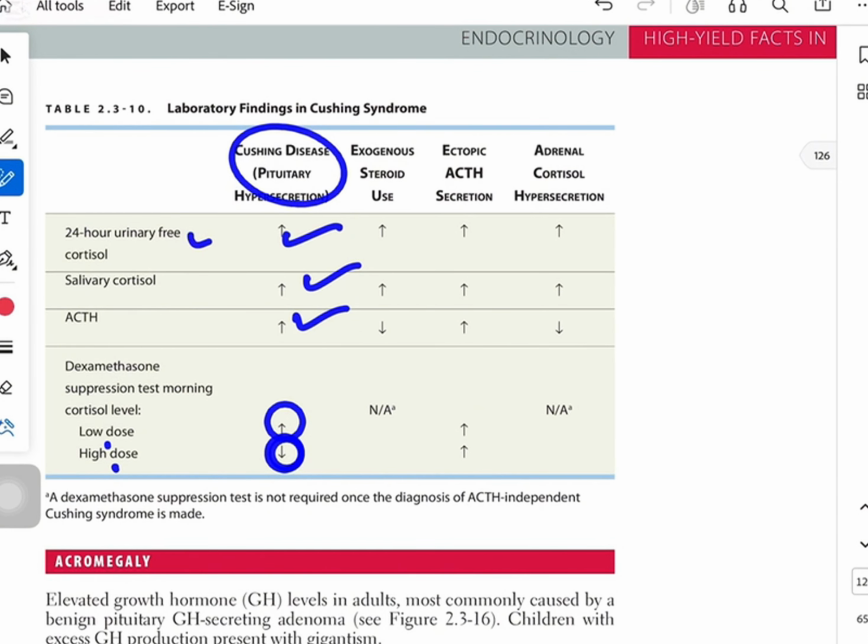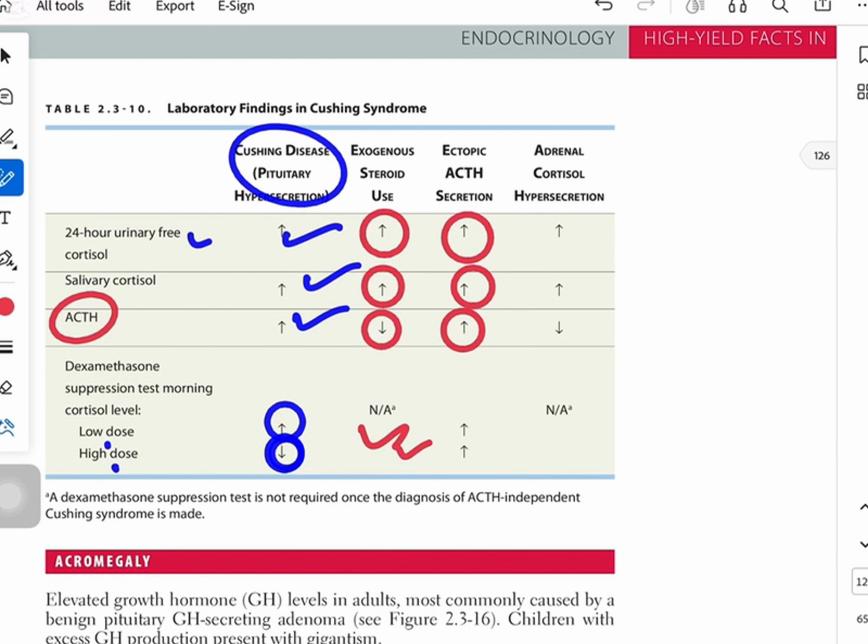Now what is going to happen with the exogenous? In exogenous, cortisol level is high, free cortisol is high, ACTH is low, because a high level of cortisol will inhibit ACTH production. So here ACTH is low. Dexamethasone suppression is not going to change this. Ectopic ACTH: in ectopic, urinary cortisol, salivary cortisol, everything is high, and ACTH is also high. If I give the low dose or the high dose dexamethasone suppression test, is it going to change the level of ectopic production? No, the level will stay high, it's not going to decrease. Okay guys, so this was the main point of differentiation between ectopic and Cushing disease.